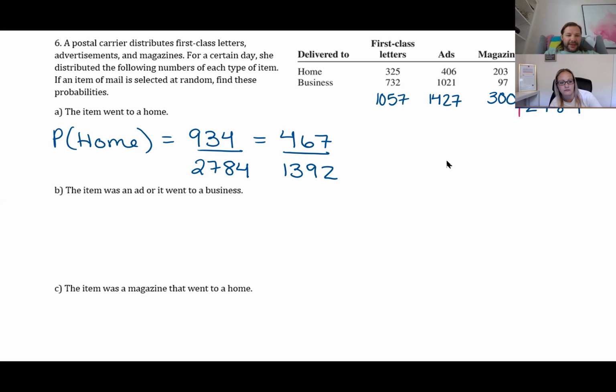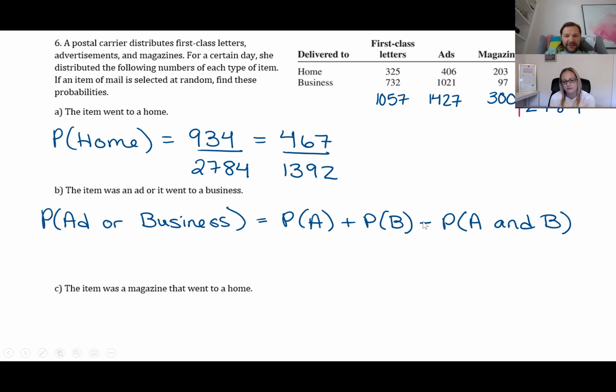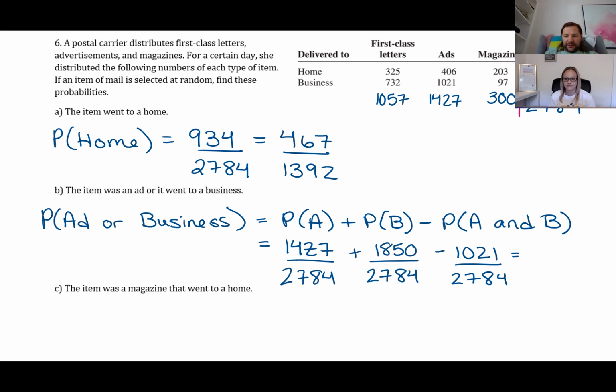Okay, so problem item B says the item was an ad or it went to a business. So now we have to do the probability of ad or business, which is going to be P of A plus P of B minus the intersection, right? So the probability that it's an ad would be 1,427. And then the probability that it goes to a business is 1,850. And then we need to subtract off the intersection, which the ads that went to businesses was 1,021. So hopefully I did all that right. And so then we get 47 over 58 when you tally all that up.